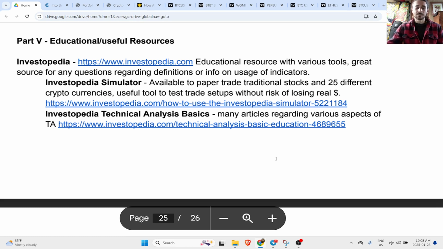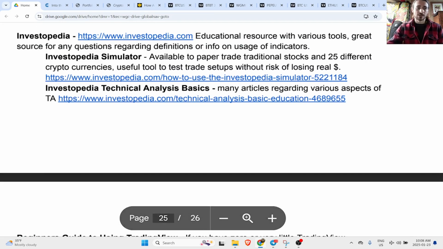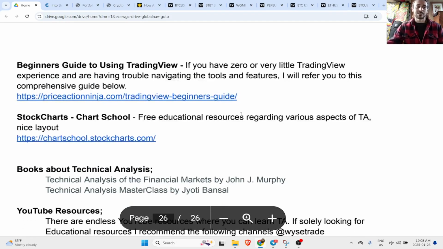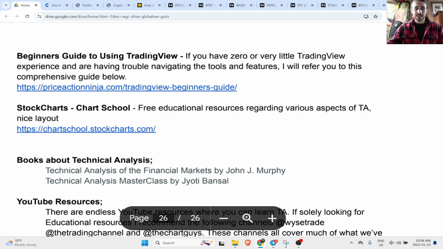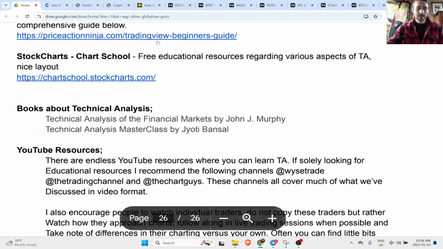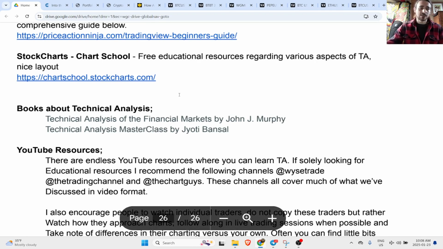That's why I've put together this little guide for you on things that I focus on at first. And then feel free to do your own research and learn your own different things about TA. There's tons of references and resources available to you out there. If you have zero or very little TradingView experience and you have trouble navigating tools, I would go to this guide here. It's really good. He does a great job of breaking down TradingView for beginners. There's also free educational resources regarding aspects of TA, like StockCharts Chart School. It's a decent website to go check out, nice layout.